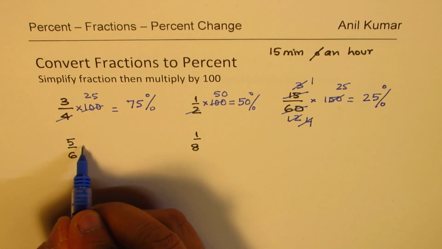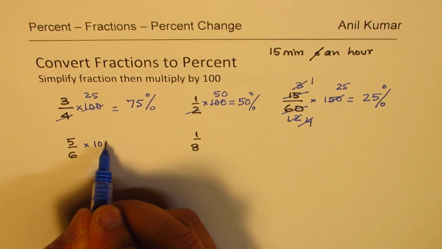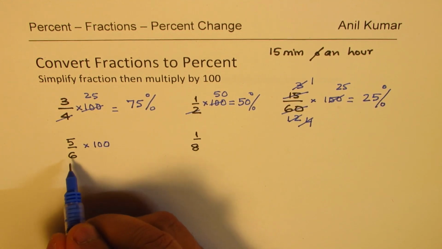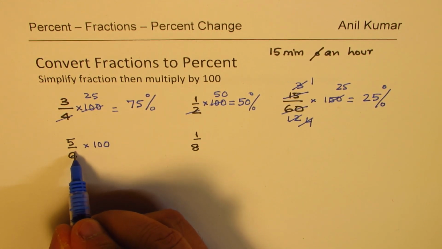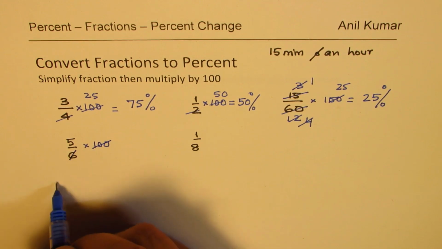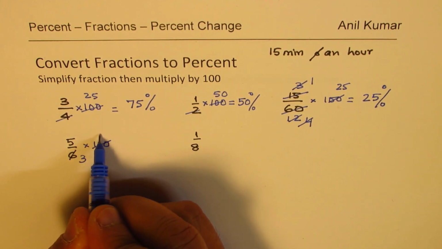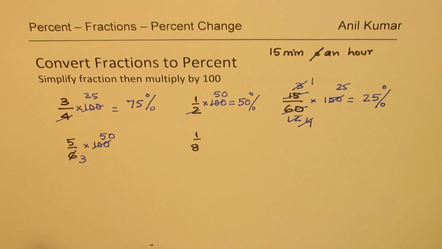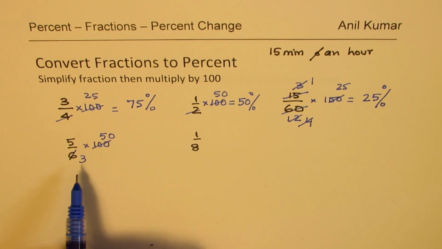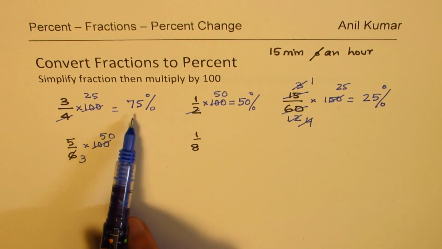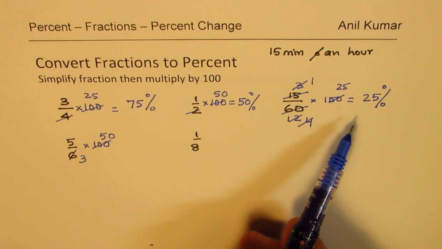So here is 5 over 6. You're going to multiply this by 100, right? So when you simplify, what do you get? Well, this could be divided only by 2, remaining 3 here, and we get 50 here. Now, we need to write it in decimals to get to percent. Do you get the idea? So it is not as direct as it was earlier.